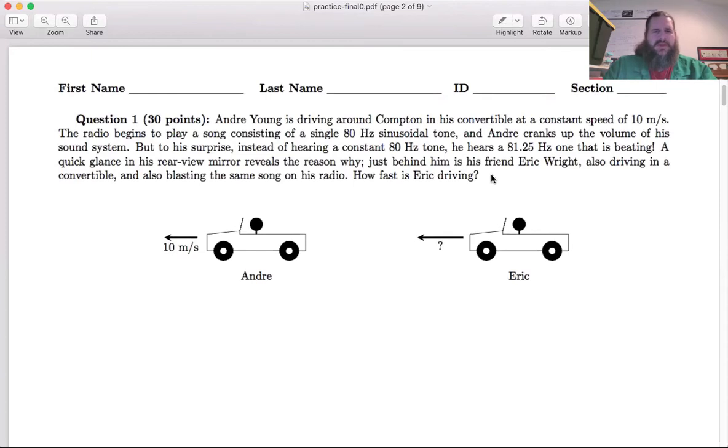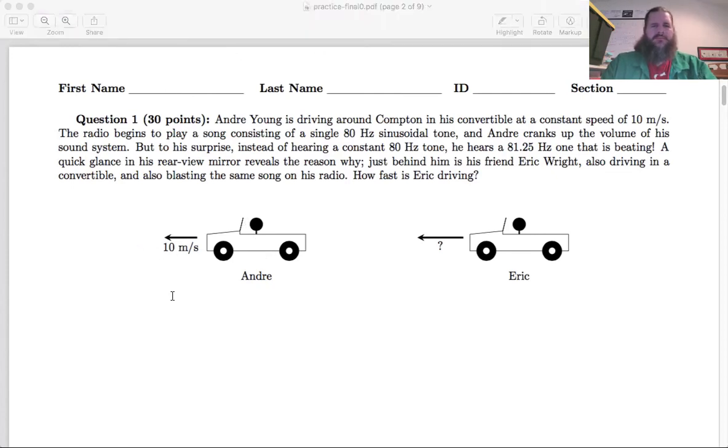Okay. So in this case, we've got Andre and Eric. Andre is listening to an 80 hertz sound from his own radio, but he also hears another car that's also producing an 80 hertz sound. Because it says he's also blasting the same song on his radio. So it looks like both of these cars are producing 80 hertz. But he doesn't hear an 80 hertz sound, he hears 81.25 hertz. And why is that?